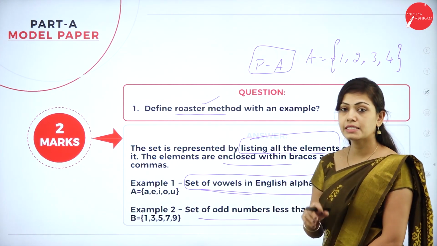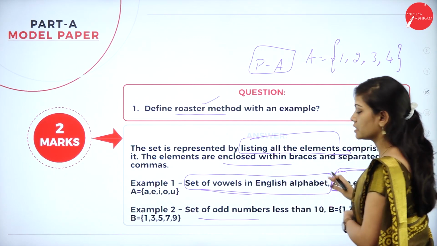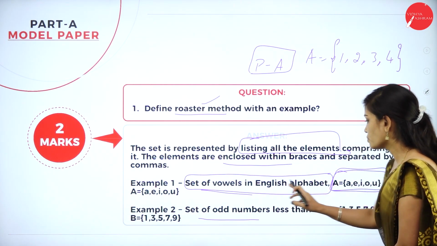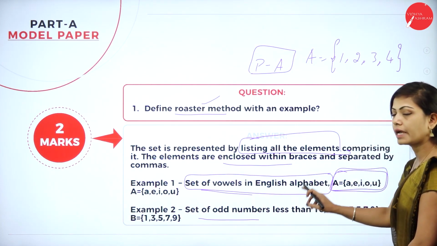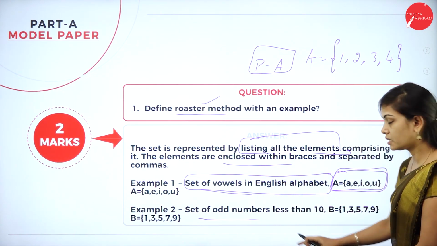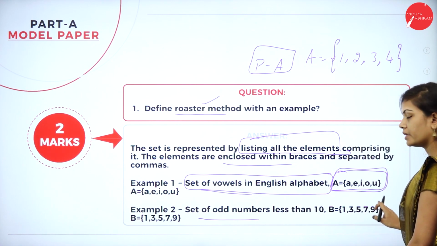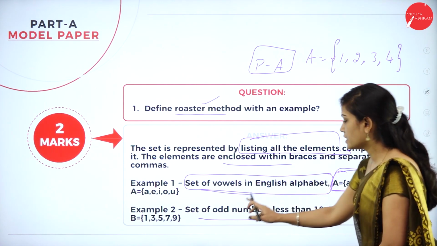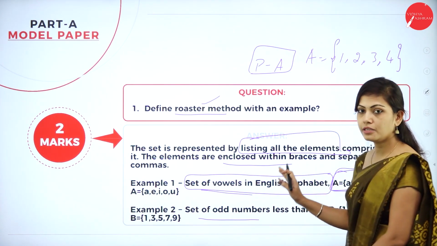Now this is a set builder form. I have to convert this into roster form. So the set of odd numbers less than 10. From 0 to 10, how many odd numbers are there? 1, 3, 5, 7, 9. These are the odd numbers in the set of odd numbers less than 10.